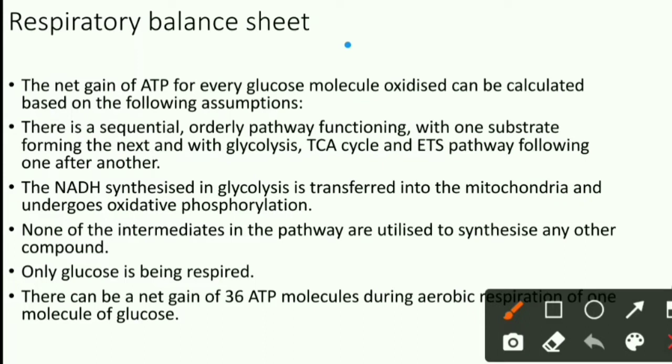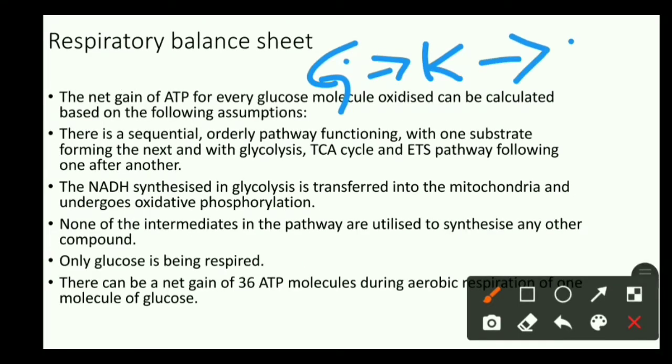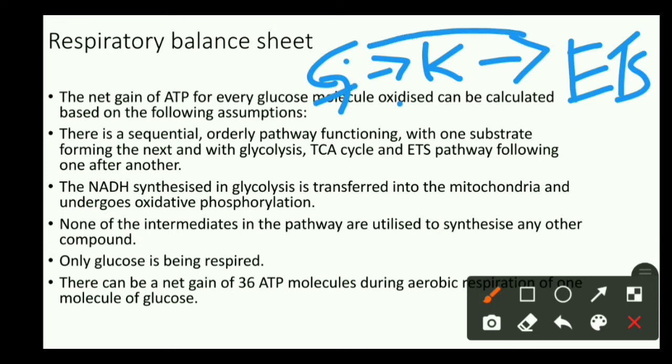We know that the first thing that happens is glycolysis, and after glycolysis there is a formation of pyruvic acid, which will go for the Krebs cycle, and then it will go for the ETS cycle, right? So this is a very sequential, orderly pathway. This will happen first, and then this one.